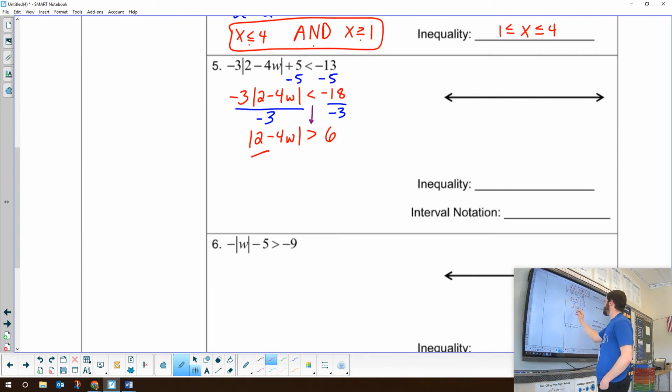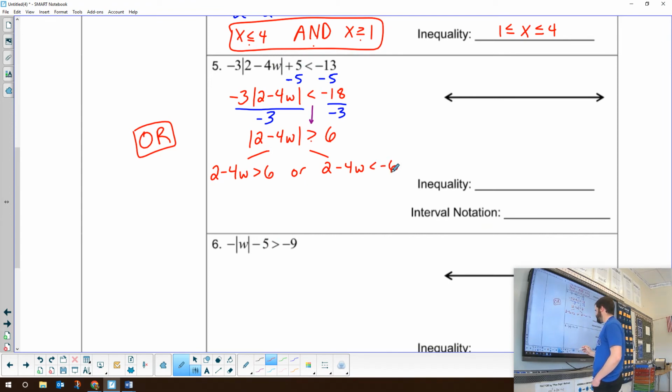Then we're going to split this into two problems, and now I know this is an or problem, and it's an or because it is greater than right there. So now I have 2 minus 4w is greater than 6, or 2 minus 4w is less than negative 6. All right, perfect.